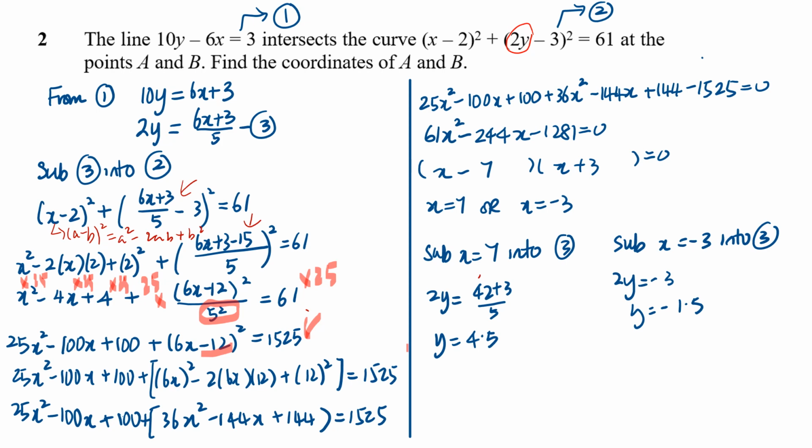All right, so you're supposed to find the coordinates of A and B, so you just label them. You can label 74.5 as point A. If you don't like it, you can label it as point B. Doesn't matter. You just make sure you label them. Label the 2 points as A and B or B and A, up to you.